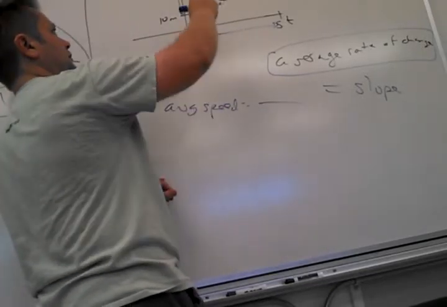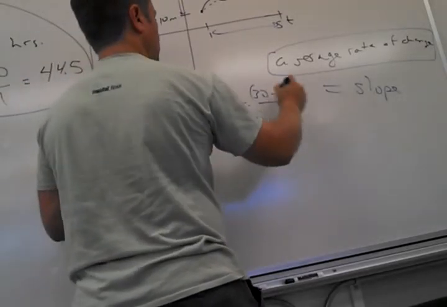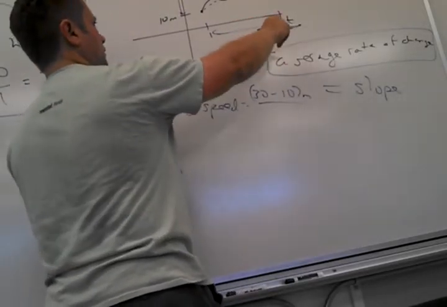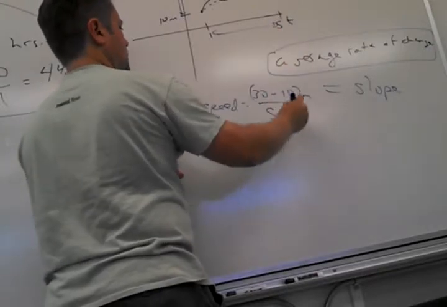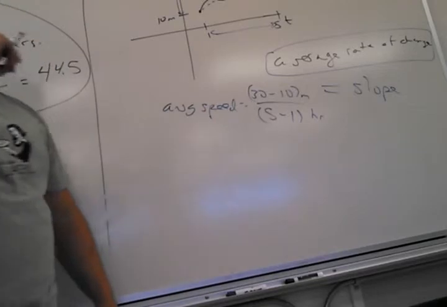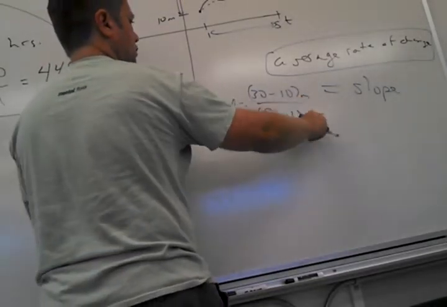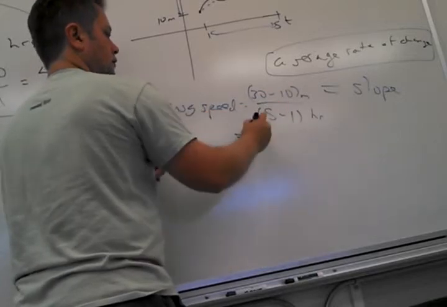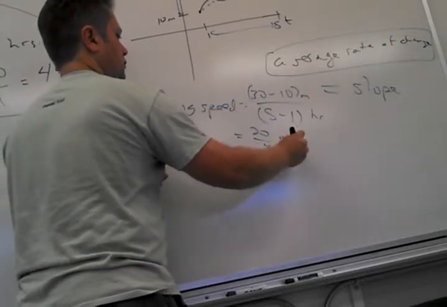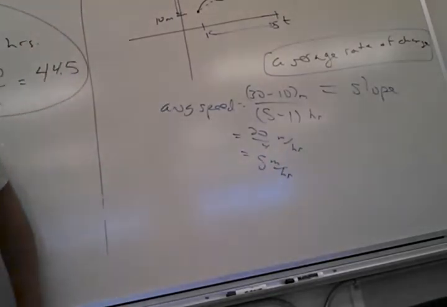What goes on top? 30 minus 10. Y2 minus Y1. Meters, right? Over 5 minus 1. X2 minus X1. Hours, because that was 1 o'clock and 5 o'clock, right? You guys with me? So then my units are going to be meters per hour, so I get 20 divided by 4 meters per hour, 5 meters per hour. How we doing?